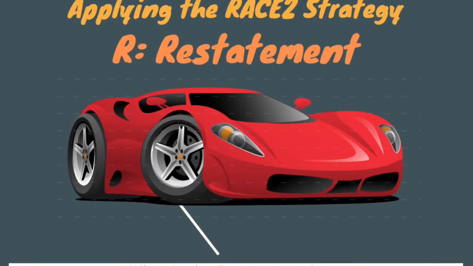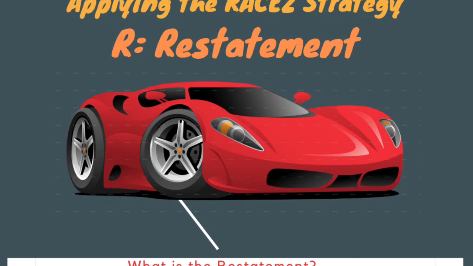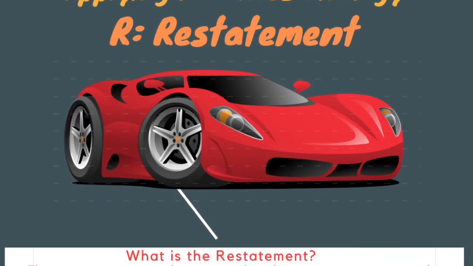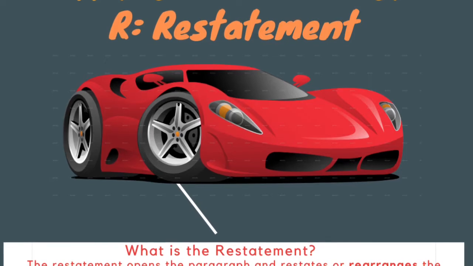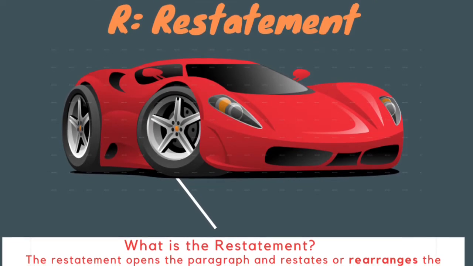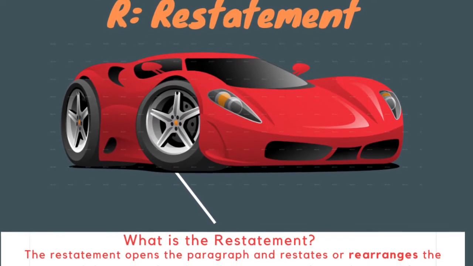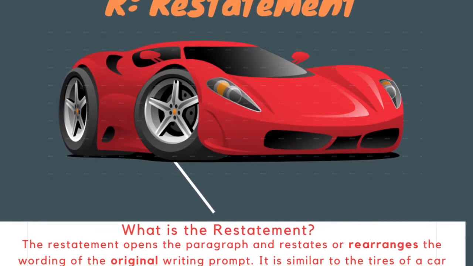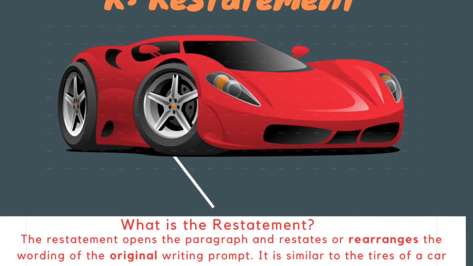First, moving on to applying the RACE2 strategy. The R stands for the restatement. And what is the restatement? The restatement opens the paragraph and restates or rearranges the wording of the original writing prompt. It is similar to the tires of a car because the restatement functions as the base to a successful answer.